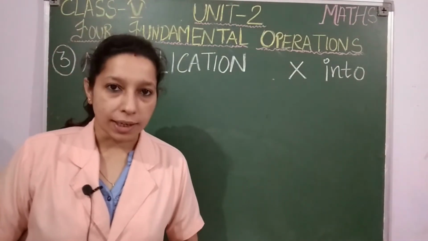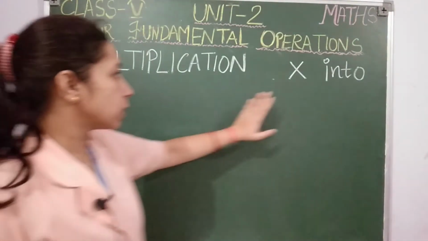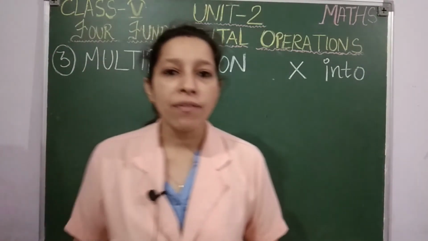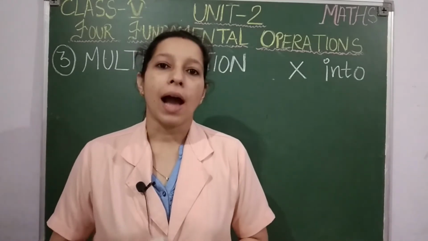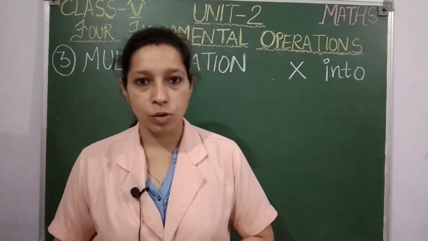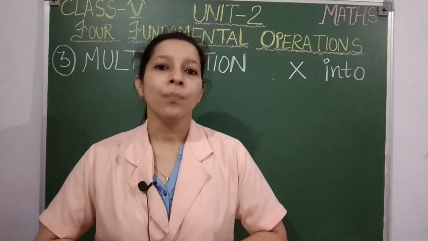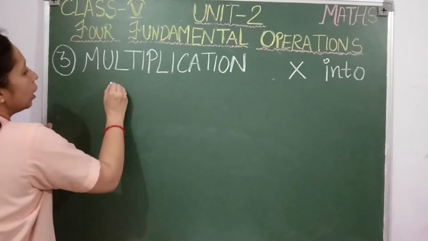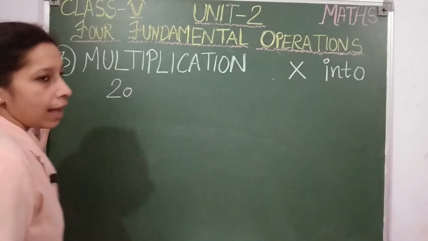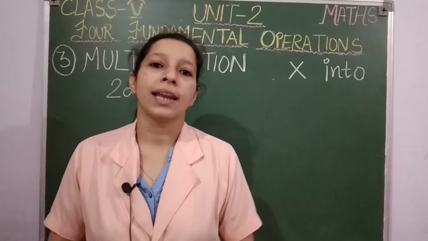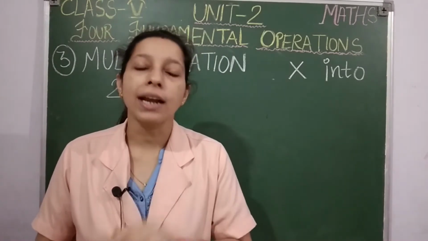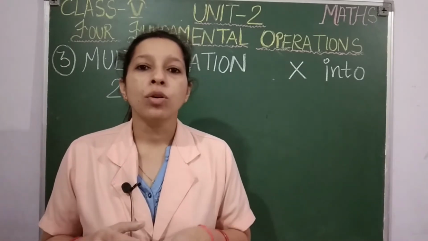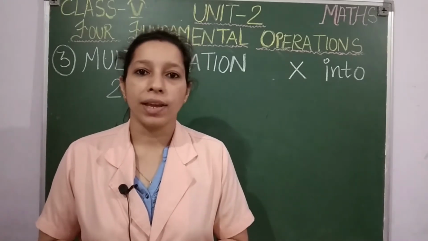Third operation is multiplication, students. For multiplication we use this symbol. This symbol is known as into. Now why we use this operation multiplication? I will explain you this again with one example, students. Suppose you are having 20 packets of chocolate. How many packets of chocolate? 20 packets of chocolate. And in each packet there are 5 chocolates. In one packet how many chocolates are there? 5 chocolates are there.